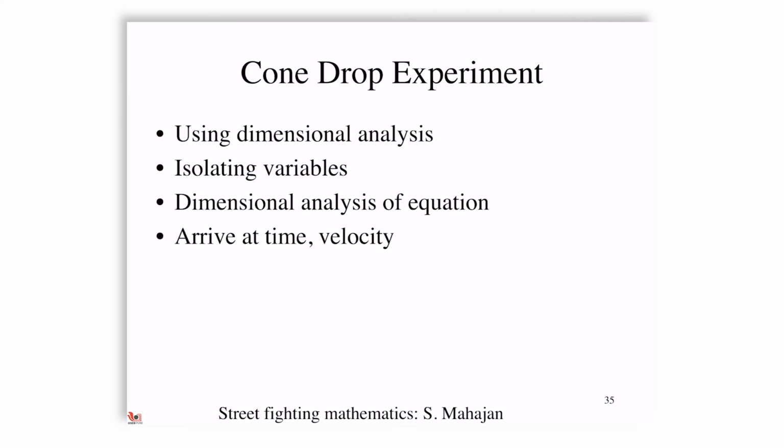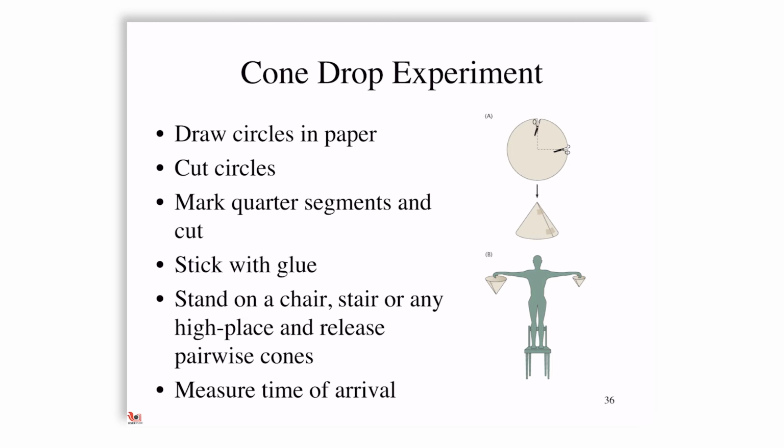So coming back to the cone drop experiment, there are ways, by using what is called dimensional analysis, and I refer you to a beautiful textbook which is online and free, by Sanjoy Mahajan, called Street-Fighting Mathematics, of isolating variables, doing dimensional analysis of the equation, and arriving at a velocity. So you remember I said that you need to find the terminal velocity. Well, this is how you can find it, the equation for it, derive it, in other words.